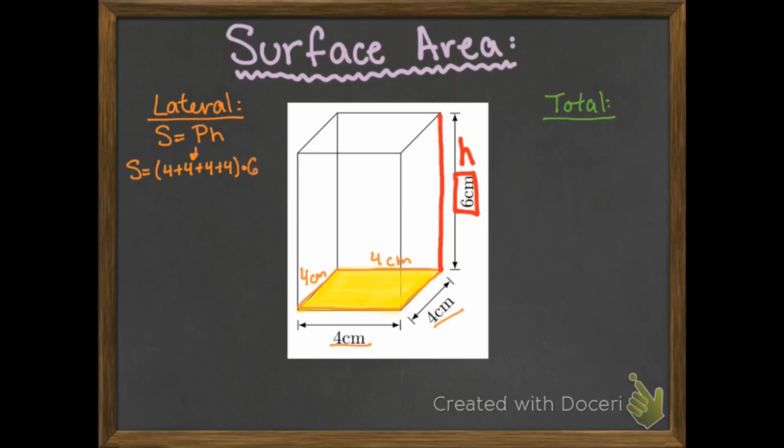Now, you're going to go ahead and follow the steps of PEMDAS. So we're going to do the parentheses first, because we do have parentheses with something to do in there. So 4 plus 4 plus 4 plus 4 is 16. So S equals 16 times 6. We do not have any exponents, and our last step here is to multiply. So 16 times 6 is 96. So the lateral surface area of this prism is 96, and the measurement is going to be centimeters squared because it's area.